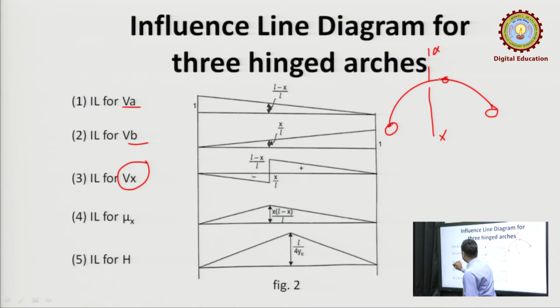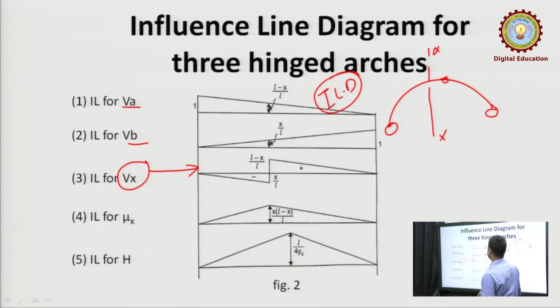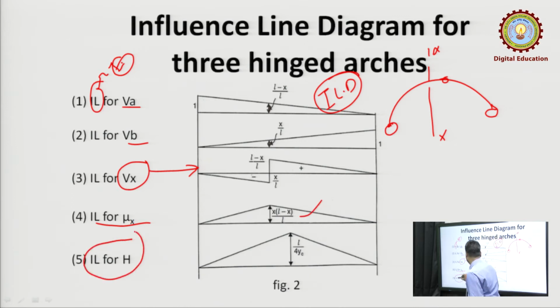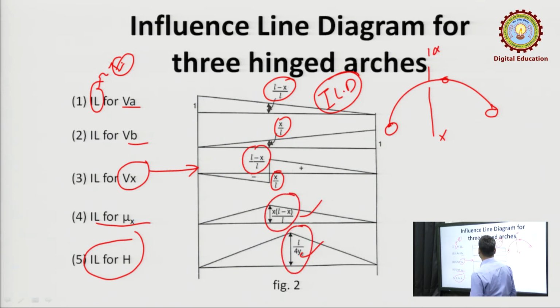So this was your ILD for your shear, and this ILD, influence line, is nothing else, this is your influence line. Now this is the ILD for mu x, this is for moment, and this is for your horizontal thrust. You can see here the ordinate as we discussed in last slides.